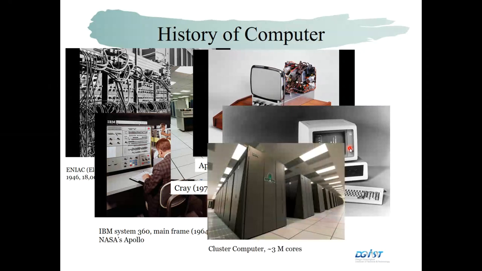Okay, now most supercomputers are made as a cluster, and nowadays most supercomputers consist of 3 million cores. Not transistors, 3 million cores. So each core has billions of transistors. So the total number of transistors in this kind of cluster computer is an amazing number.